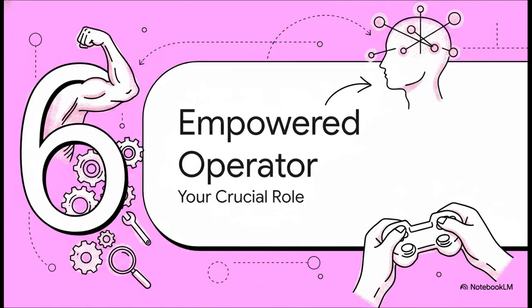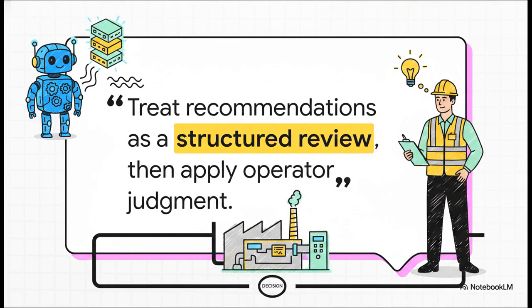And finally, Section 6, the Empowered Operator. I really want to leave you with this core philosophy straight from the documentation. Treat AI recommendations as a structured second review, then apply operator judgment and plant-specific SOPs. The AI is an amazing, highly organized sidekick. It's an incredibly powerful tool for decision support, but you are the qualified operator. You remain the ultimate decision maker before a single change is ever made to plant operations.